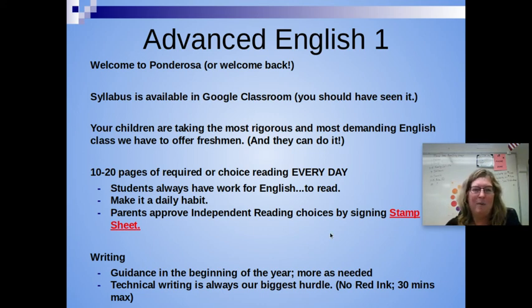This requirement in the middle of the page is what will be the difference between success and struggling for most students in this class. 10 to 20 pages of required or choice reading every day of the year, including weekends and holidays. We're trying to make reading a habit within your child's life. And we have a document. Parents approve independent reading choices by signing the stamp sheet.